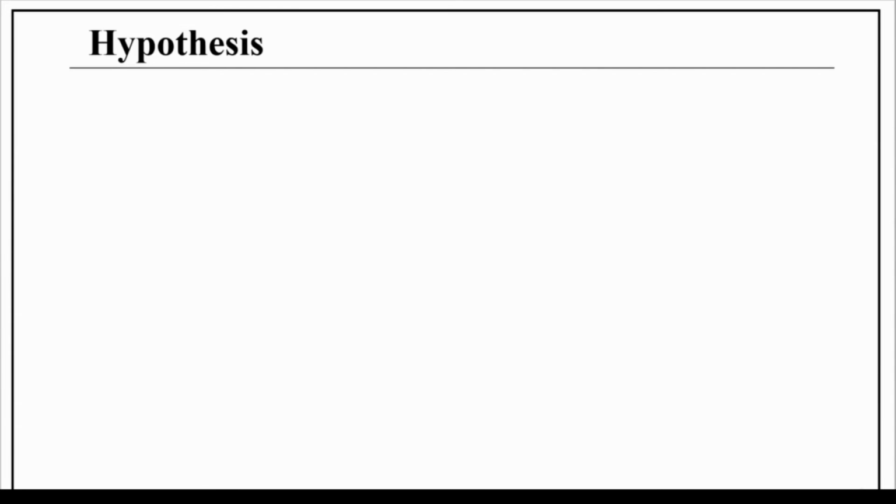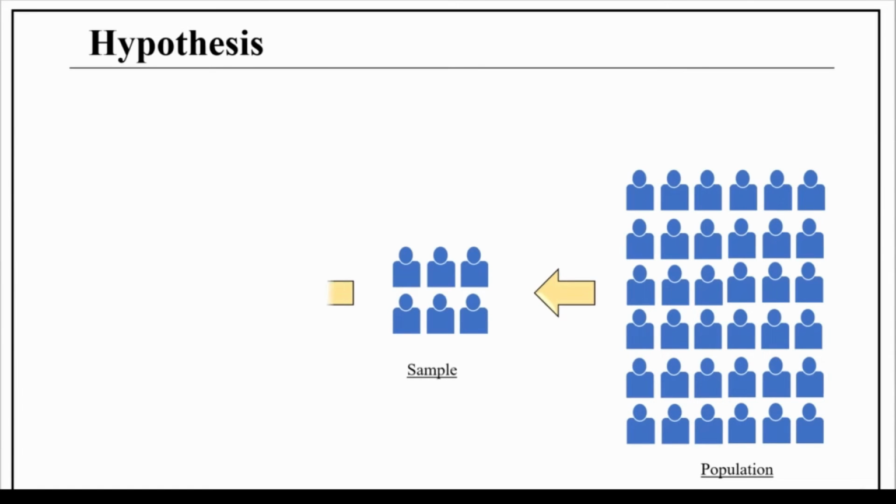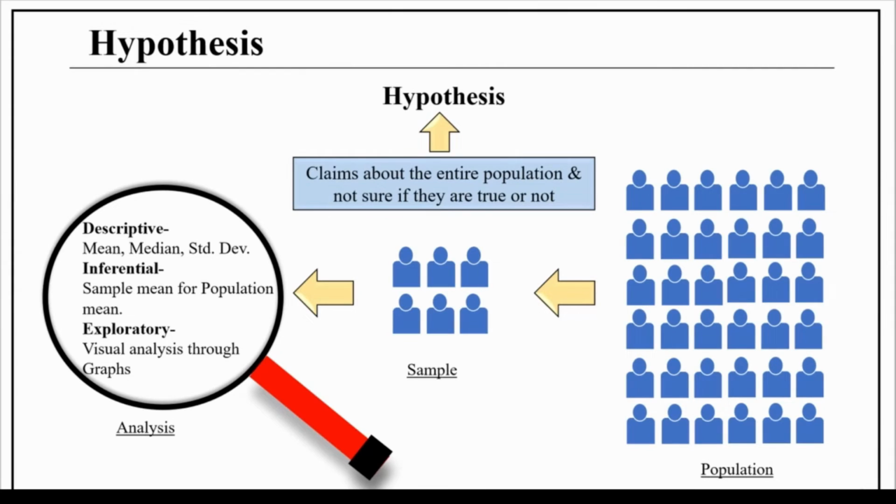In this session we will talk about hypothesis testing. So what is hypothesis? Let's understand it with a diagram. We have interest in the population data, so to study it we have drawn sample from the population and perform analysis on the sample data, like descriptive, inferential, exploratory in nature. After analysis, we got some information from which we can make claims about the entire population. But these are just claims. We can't be sure that they are true. So this kind of claims or assumption is called hypothesis.